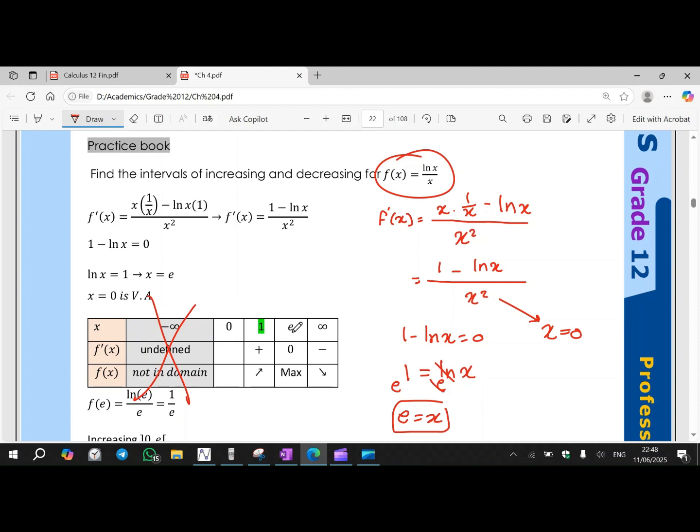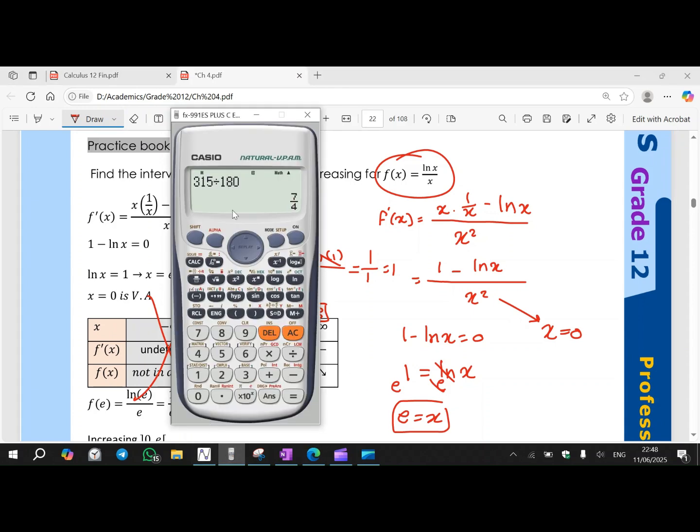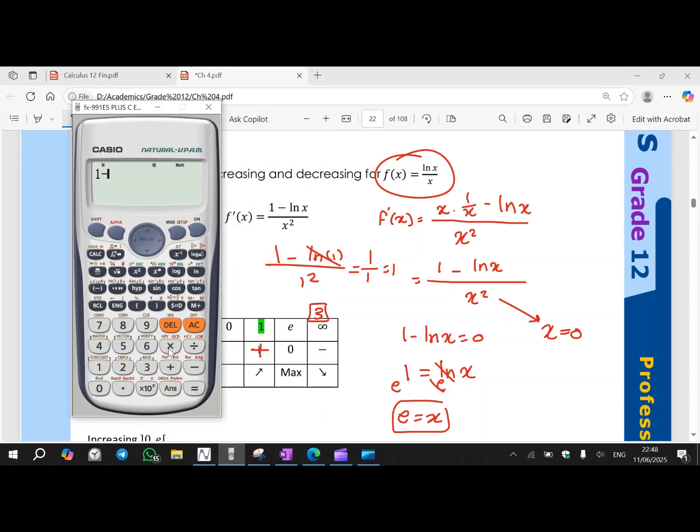Between 0 and e for testing, I'm going to choose 1, put 1 into the derivative. It will be 1 minus ln of 1 over 1 squared. Ln of 1 is 0. We will get 1 over 1, which is 1. 1 is positive. That means the function between 0 and e is increasing. More than e, let's choose 3. Put 3 into the derivative, and we will get 1 minus ln 3. The result is negative. Since it's negative, the function is decreasing.